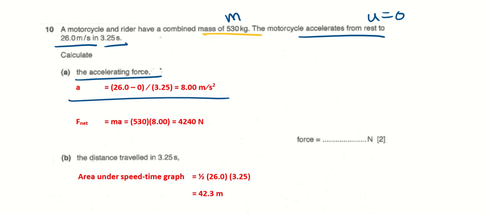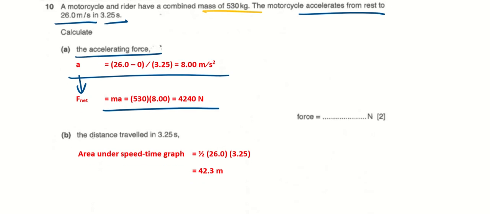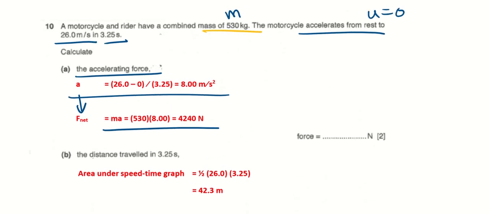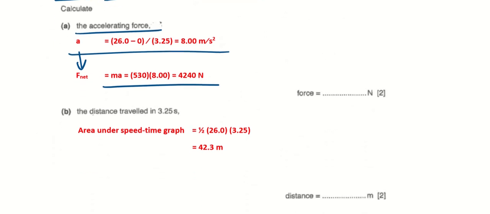So you first need to calculate your acceleration. So it's 8 meters per second squared. Whenever there's acceleration, there's going to be F net, and that will be our accelerating force, or our net force. So did you get 4240? Okay. Now the distance traveled in 3.25.